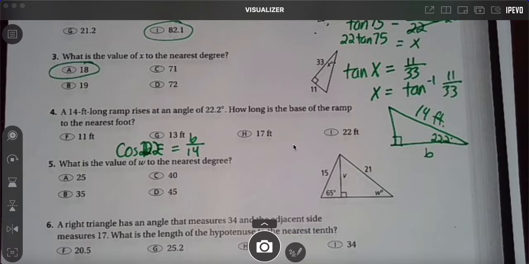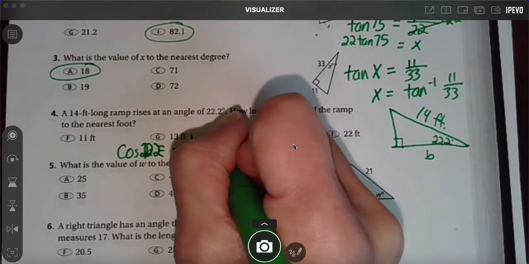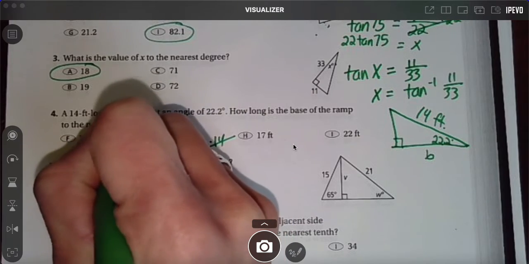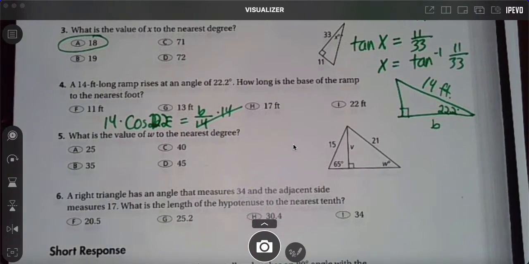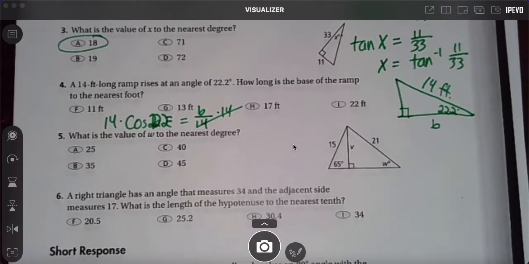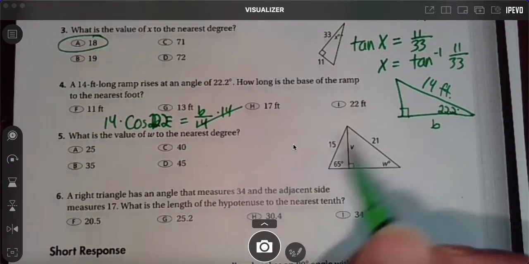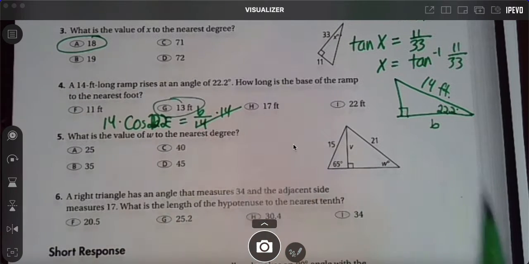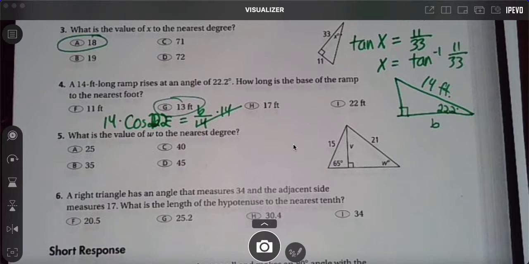Yep, so now we just solve for B. So we move the 14, we multiply by 14. 14 times the cosine of 22.2, and what is that? It's 12.96, which rounds up to what? 13. There's our answer for number 4. Any questions on that one?